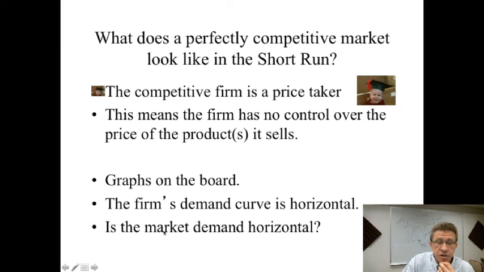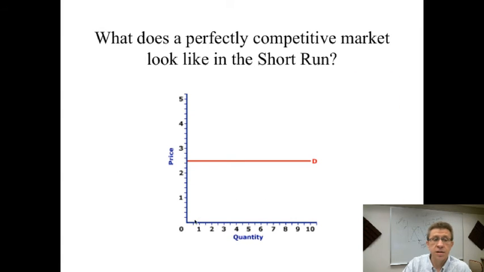So the firm's demand curve is horizontal, right? They can sell as much as they want at the market price. But because they're so small, even if they sell a lot or a little, any one firm's decision is not going to alter the market price. So each firm has no control over the price of the product it sells. So the firm's demand curve is horizontal, something like this, right? In this particular case, this firm could sell as much as it wants at the price of $2.50.